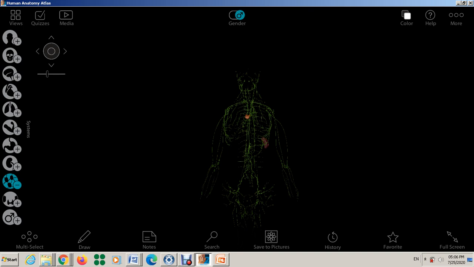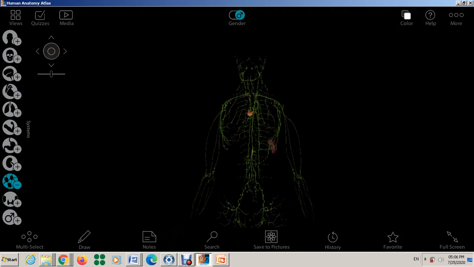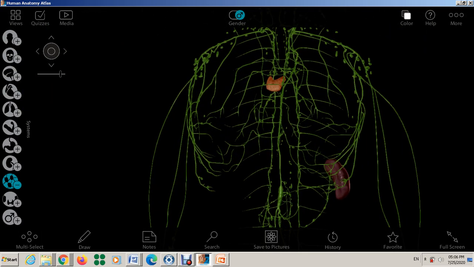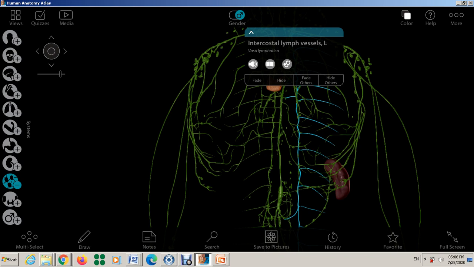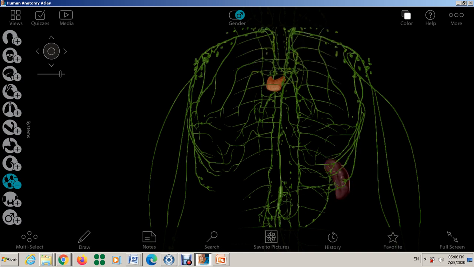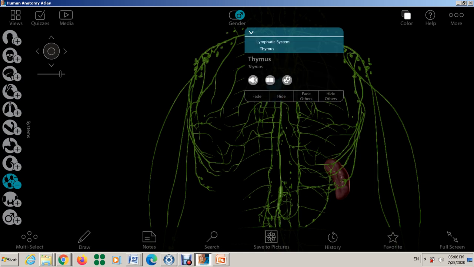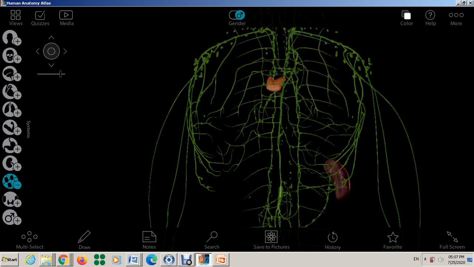So the lymphatic system, as you see, let me make it more clear. Look at it. The lymphatic system contains vessels. These are vessels, and also some organs and tissues. So the lymphatic system is a group of organs and tissues that collect the fluid that leaks from blood and returns it to the blood.